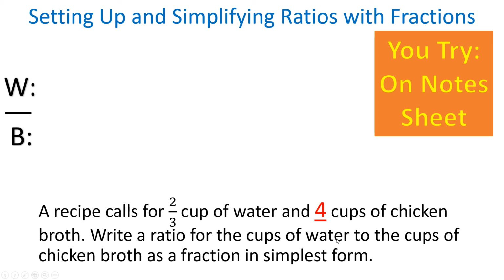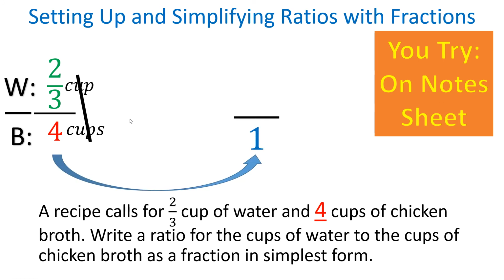So it's asking for water to chicken broth, so water to broth. The water is 2/3, the broth is 4 cups. So we have cups and cups, in this case, less than a cup, and this one 4 cups, but still the units are the same, so the units will cancel out. Then we have 4/1, because we changed the whole number into a fraction, and the reciprocal of 4/1 is 1/4.